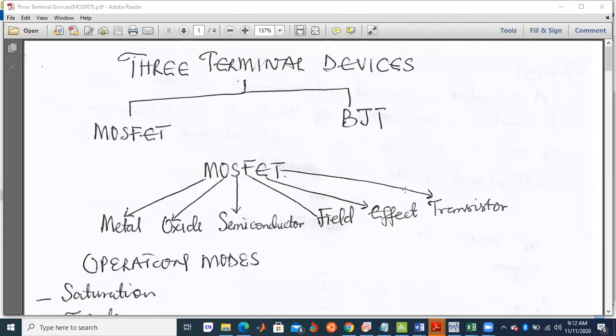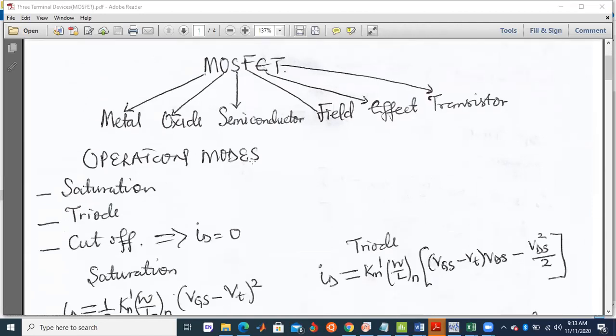For the time being, we will start with the MOSFET. The meaning of MOSFET is metal oxide semiconductor field effect transistor. Anyway, the theoretical aspect of this, you should read in the theory. So that is just the meaning of MOSFET. We will treat the MOSFET under two major modes of operation: the saturation mode and the triode mode.